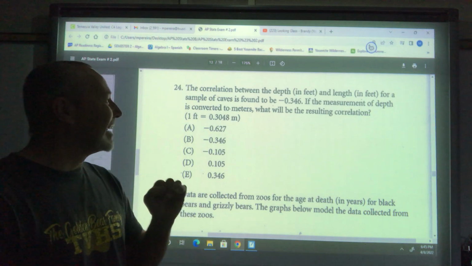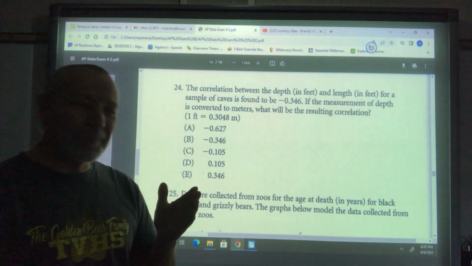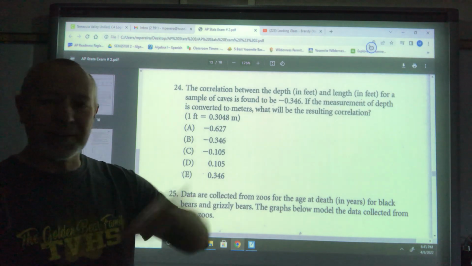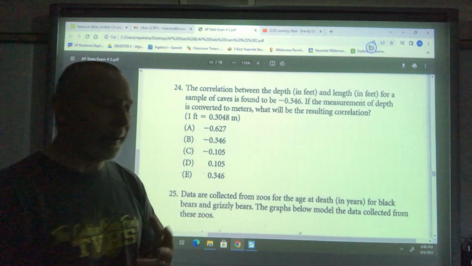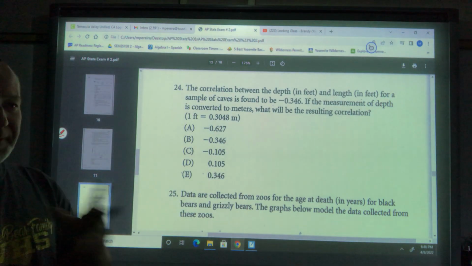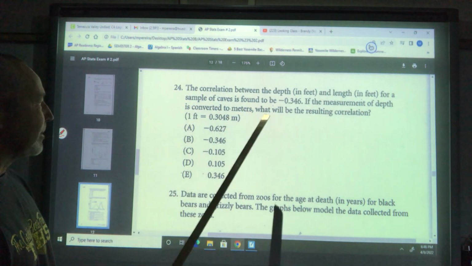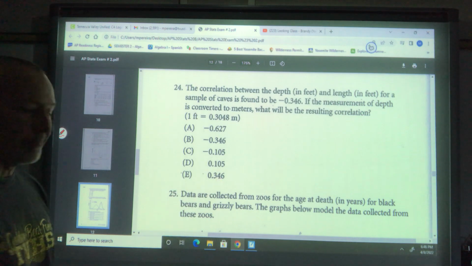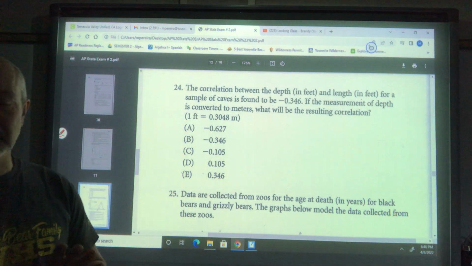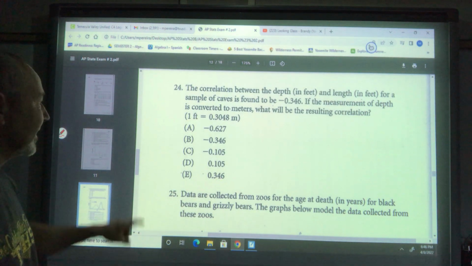It wouldn't make any difference if I measured the people in the metric system or in inches. They would still have that relationship. So changing one or both sets of units makes no difference. The answer is pretty much always the same. What would happen to the new correlation? It would be the same, negative 0.346, because correlation does not depend on units in any way, shape, or form.